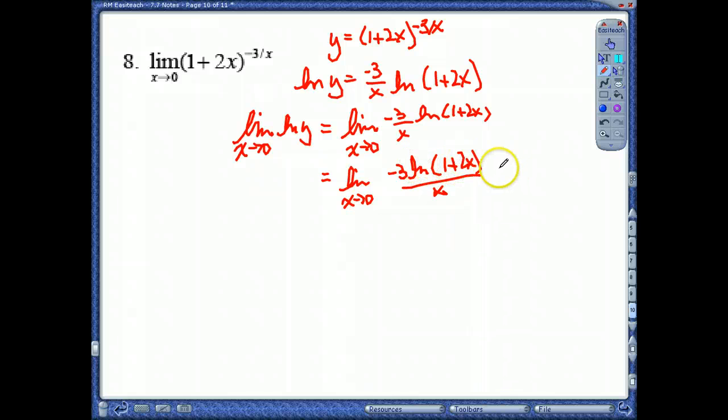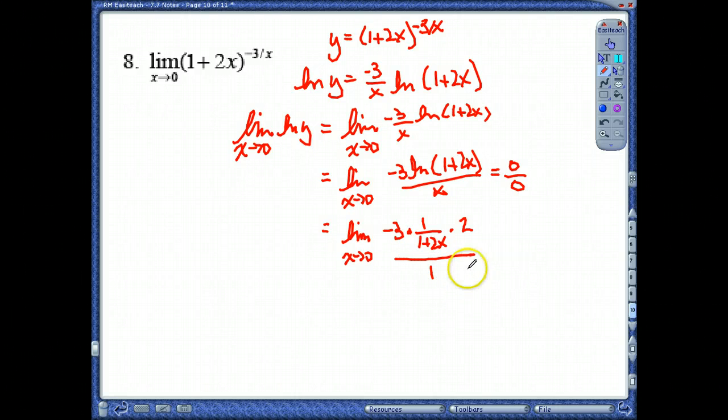The natural log of 1 is 0. Then we have 0 on the bottom. So we're ready to jump right in and find the derivative. Okay. So the derivative of the top, that negative 3 is along for the ride, times 1 over what you're taking the log of, times the derivative of what you're taking the log of, which is 2, all over the derivative of the bottom. Okay. So if I clean that up a little bit, that's going to be negative 6 over 1 plus 2x. Okay. So if I put 0 in there, I'm going to get negative 6.